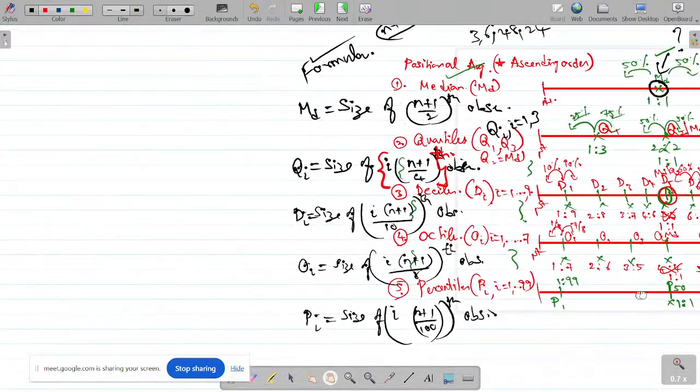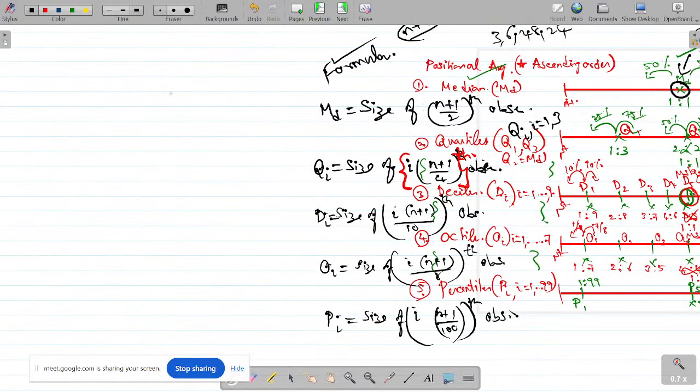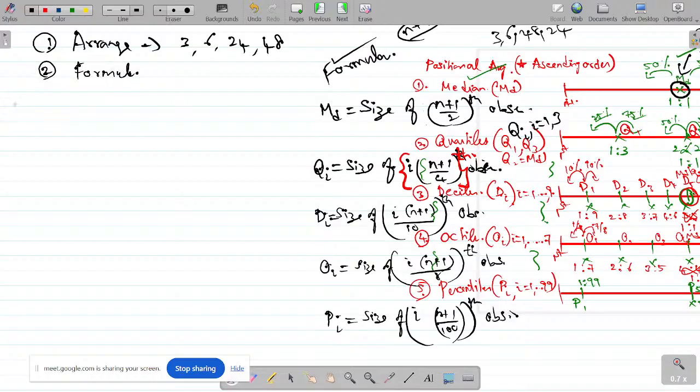Can we join? So what's the question? First step is to arrange in order. Arrange it. So what is the value? 3, 6, 24, 48. See, for mode and mean, you need not arrange it. For median, median itself is called a positional average, so you need to arrange it. So 3, 6, 24, 48. Then with the help of formulas, we'll do all the workings. First one, median.